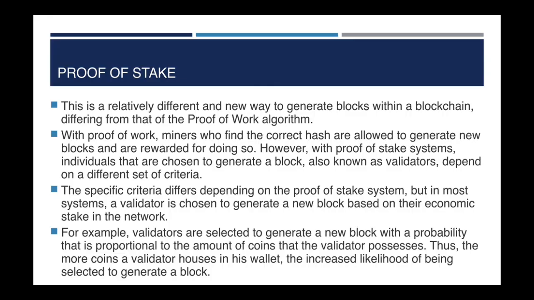These miners are called validators. Now you might ask a question: who can be a validator? How are validators chosen in the system? In a proof of stake system, the validators are chosen to generate a new block based on their economic stake in the network. So if you have a higher stake in the network, there's a higher chance of you becoming a validator.